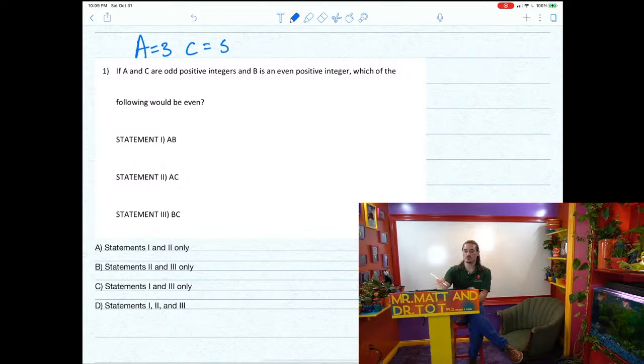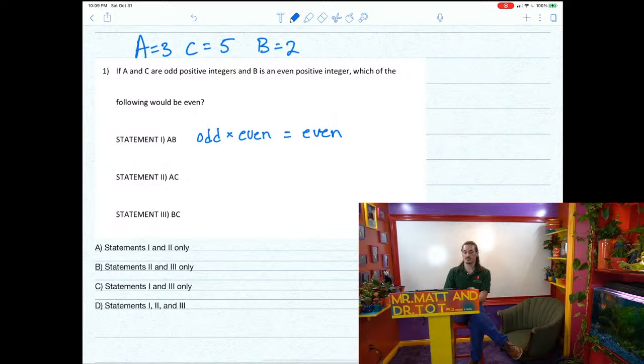A times B. We know that A has to be odd, so this is really just an odd times B, which is even. If you take any odd and multiply it by any even, it will always result in an even number. So statement 1 is true. Statement 2, A times C. A, again, is odd. C is also odd. An odd times an odd will always result in an odd. So statement 2 is not true.